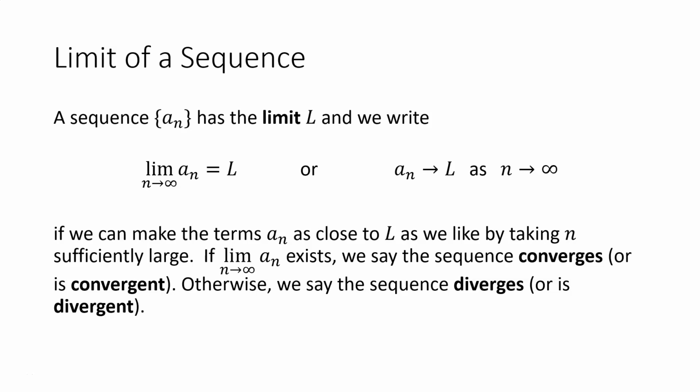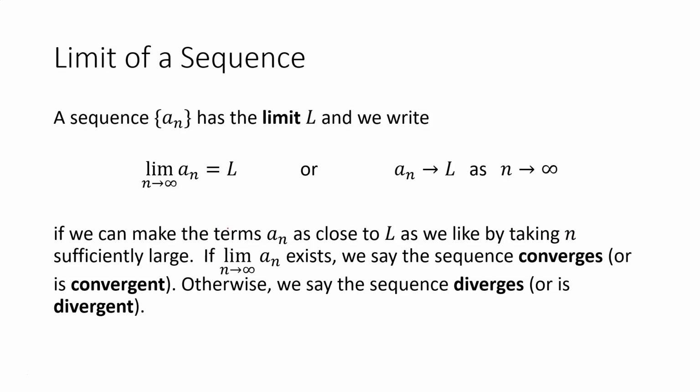So looking at the limit of a sequence, it's very similar to finding the limit of a function as x goes to infinity. Here we're taking the limit as n goes to infinity of our sequence, an. So what that means is if the limit as n goes to infinity of an equals L, that means that we can make an close to L by taking n sufficiently large.